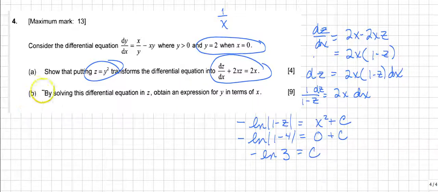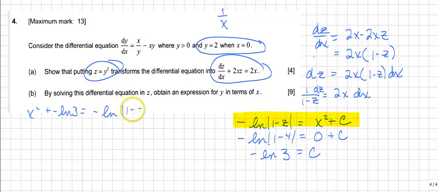Let me come over here on the far left and write what we have. For our differential equation, we have x squared plus, I'm going to flip-flop this whole thing. I'm just taking this and flipping it, putting my x's on the left. So I got x squared plus c, and now I can sub in my c. X squared plus negative ln 3 equals negative ln 1 minus z. Okay, so we're done, except for the fact they want you to solve this for y in terms of x.